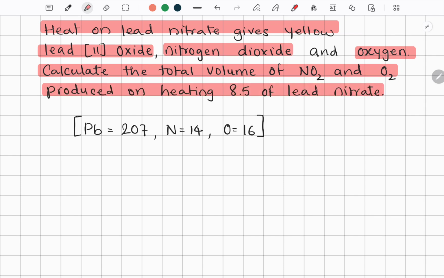Okay, so the important part is when heat is applied on the lead nitrate, it gives you yellow lead oxide, nitrogen dioxide and oxygen. So we have to calculate the total volume of NO2 and O2 produced on heating 8.5 gram of lead nitrate. Very important, 8.5 gram of lead nitrate. So what do we do in this type of question? First of all, we write down the balanced chemical equation.